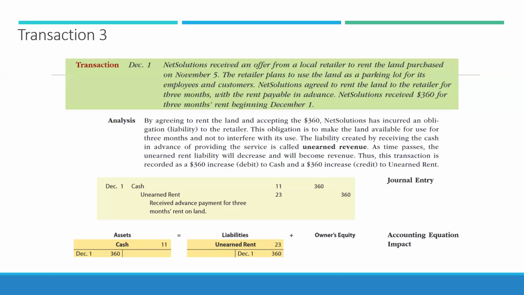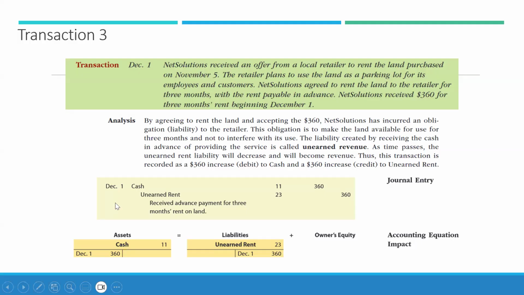Okay, what's the first thing I'm going to ask you? What happened to cash? It went up. So cash increased 360. Then we have to think what other account was affected. The first thing you're going to want to go to is rent revenue, but it's not, because they're giving us 3 months right now. Have we earned it yet? No. That's why we call it unearned rent. Okay? It's a liability until we earn it.